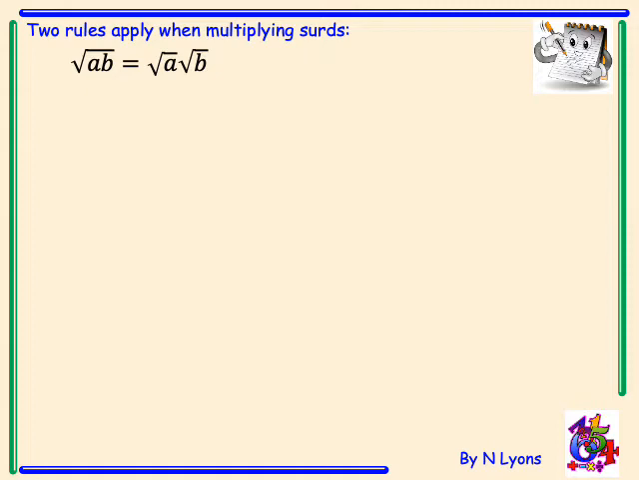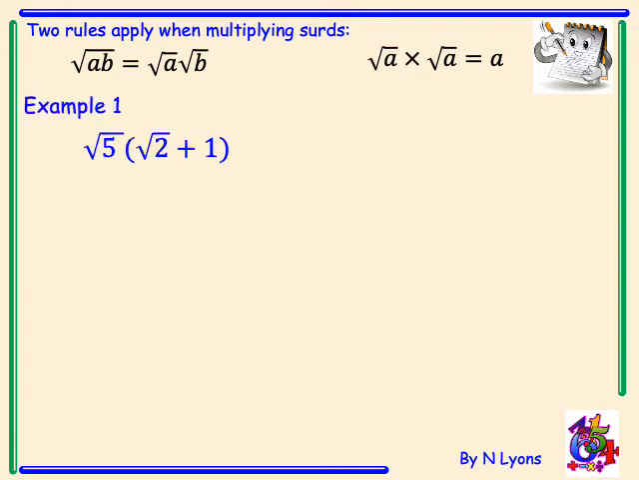The first one, which we've learned previously, is if you multiply root A with root B, it's the same as the square root of A times B, and also if you have root A times root A, it's just A. So if we have root 10 multiplied by root 10, the answer is just 10. Root 2 multiplied by root 2 is equal to 2. And the roots essentially disappear.